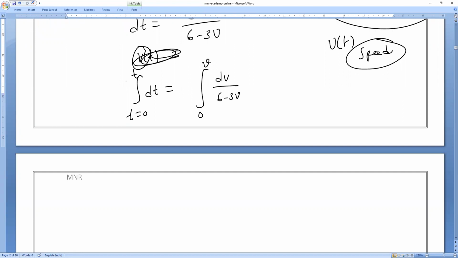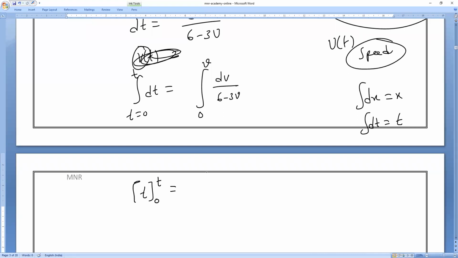Now tell me, the integration of dt, what is that? The integration of dx is x. In the same way, the integration of dt is t, with limits 0 to t.